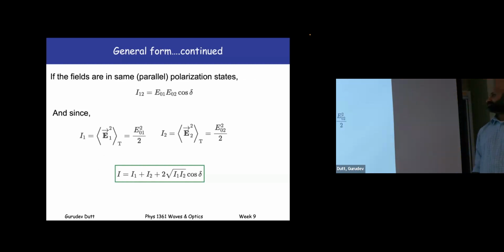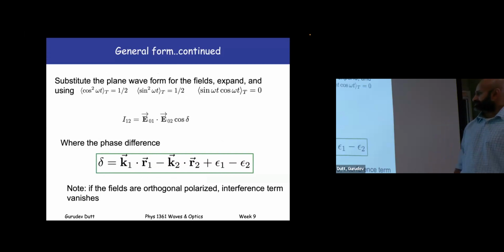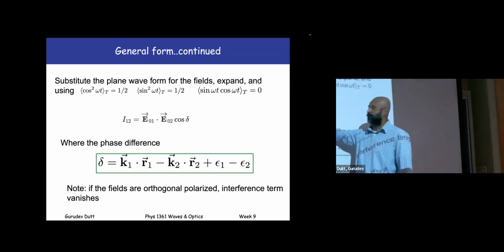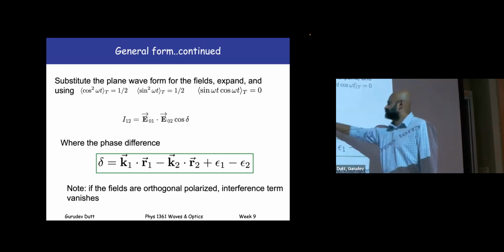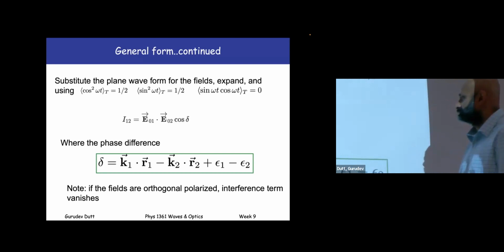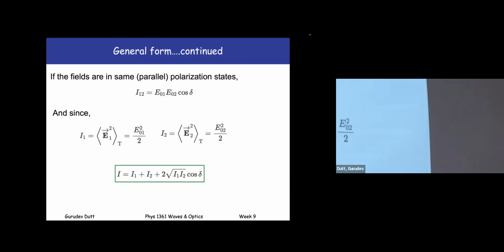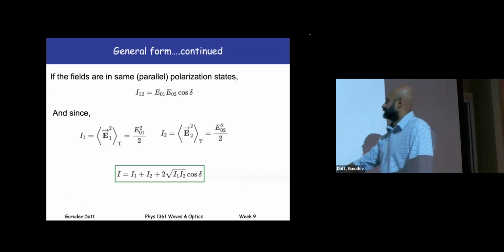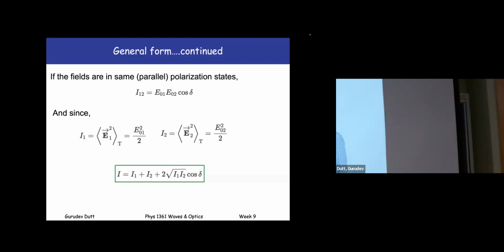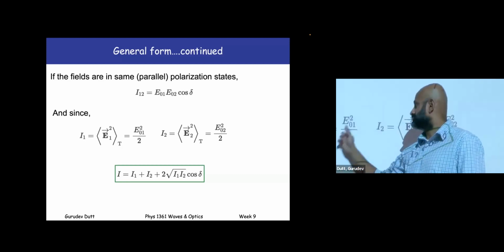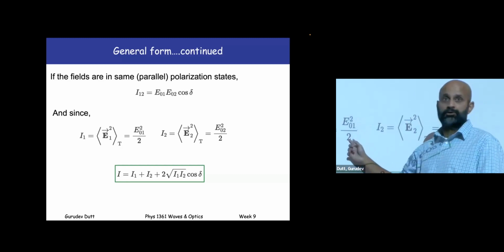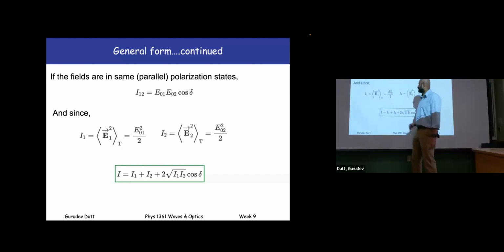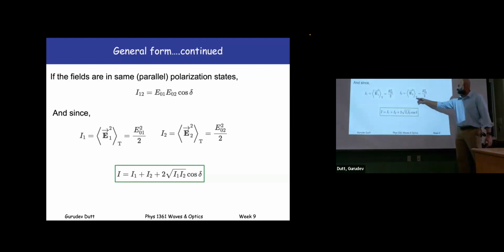Now we can simplify this a little bit further. If the fields are in the same polarization state, so this E01 and E02 are along the same direction, then this becomes E01 times E02, and this becomes cosine of delta. Then we can use the fact that I1, the intensity, is simply E1 squared time average. So that's just E01 squared over 2, amplitude squared divided by 2. And similarly, I2 is also E02 squared over 2.